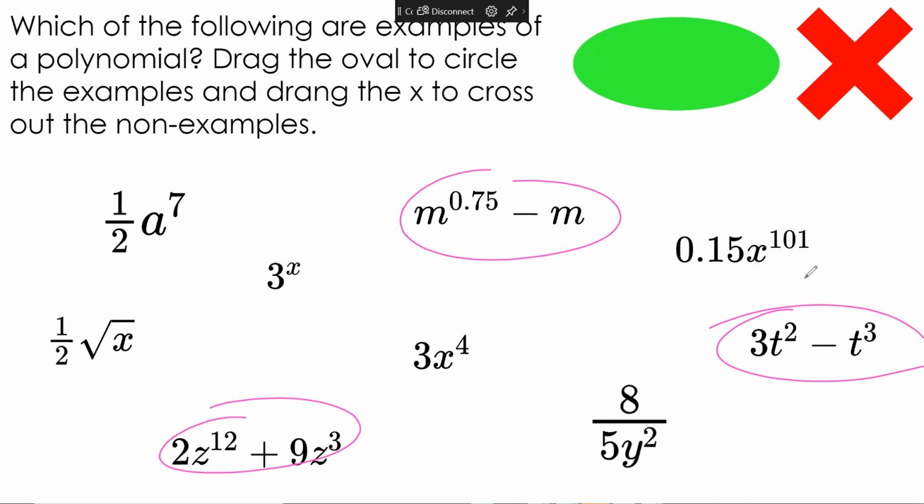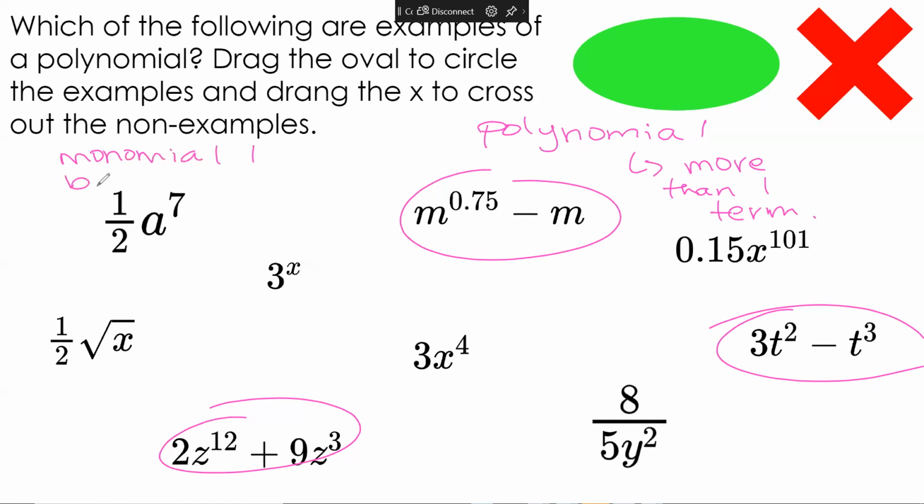They have multiple exponents. So a polynomial, if you did not know, is more than one term. Fun fact, monomial is 1, binomial is 2, trinomial is 3, and polynomial is anything more than 1. So that's why we didn't count A, X, Y.